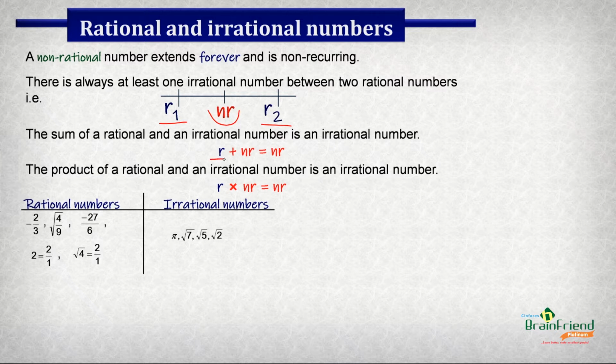Also, the sum of a rational number and an irrational number is an irrational number. That is, R plus NR gives us NR. When we multiply a rational number and an irrational number, R multiplied by NR, we still get an irrational number. Here are some examples of rational numbers as well as some examples of irrational numbers.